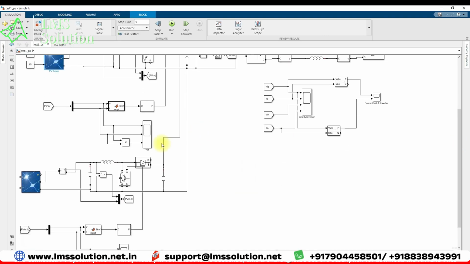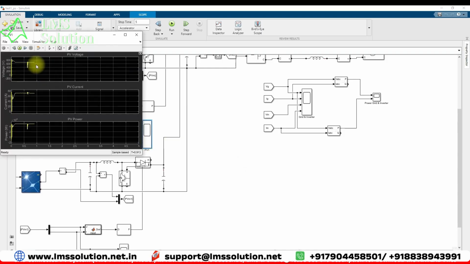Here we are measuring the first PV system voltage, current, and power. Here we are measuring the PV voltage, PV current, and PV power of the first PV array.